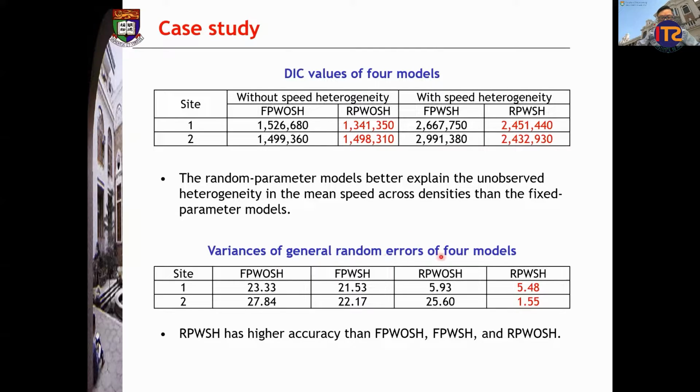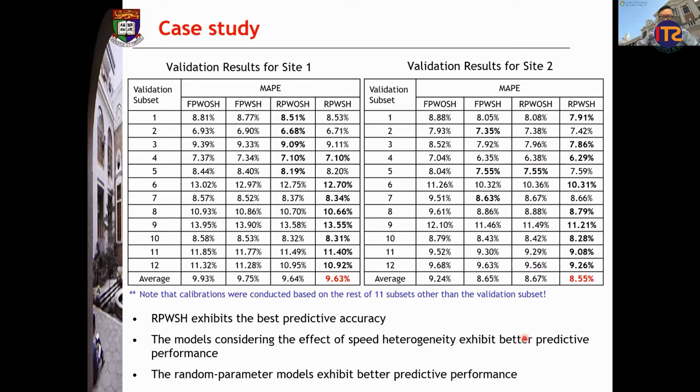And we look at the general error term. As you see, compared to the four models, the full model, random parameter with the speed heterogeneity, will achieve the smallest total random error. So it's fitting much better. Now we look at the cross-validation results. So we divide the data set into 12 sets, and every time we use 11 sets of data for calibration, and then predict the last independent set, and then we calculate the MAPE.